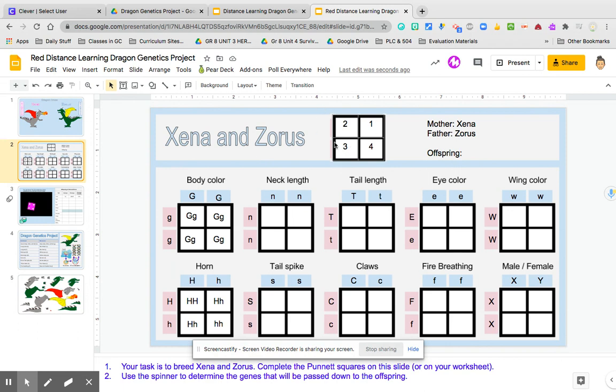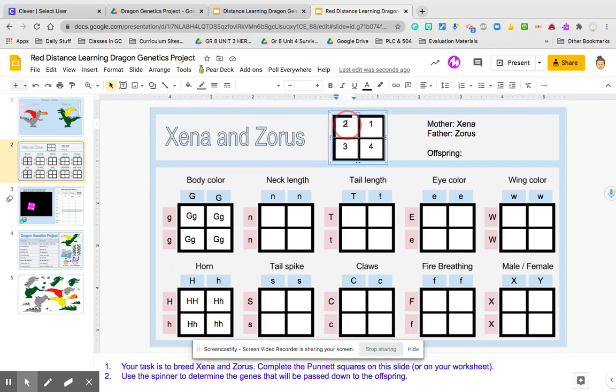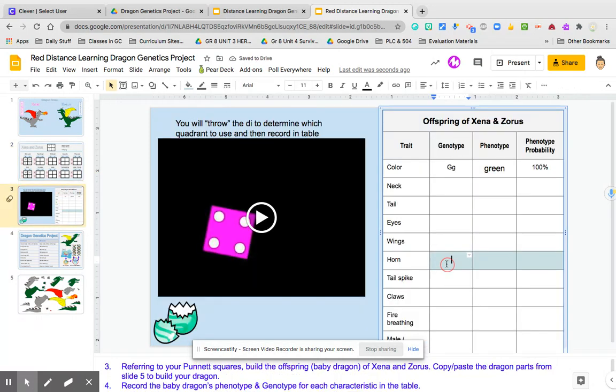Now you have to come up here and figure out what 2 is. So 2 is right here, right? We're going to pick this one. What is the genotype for this one? It is capital H, capital H. So I'm going to put the genotype here. Be very careful that you use the correct case, because they're not the same. That is homozygous for horns, so this baby is going to have horns.